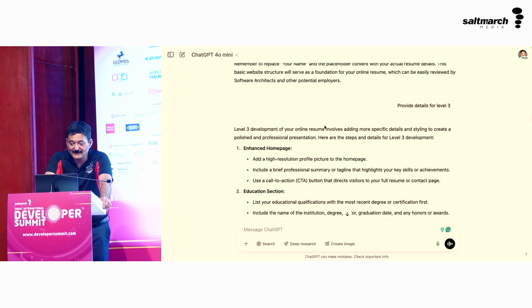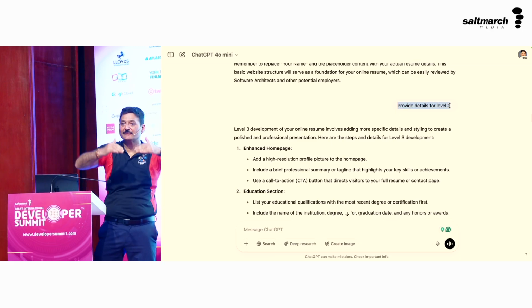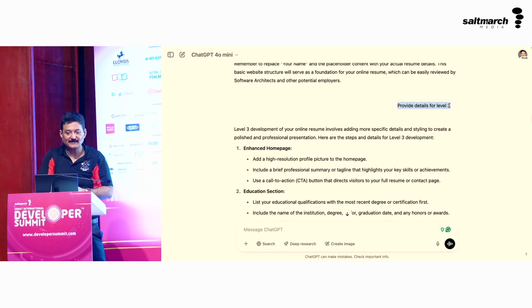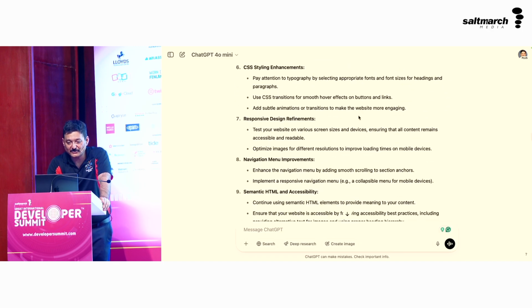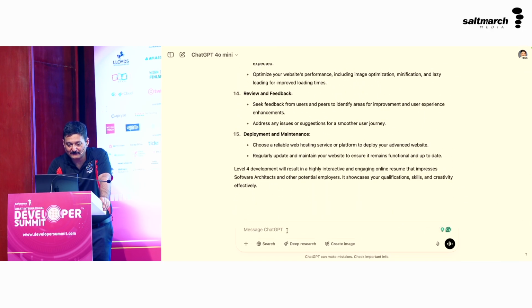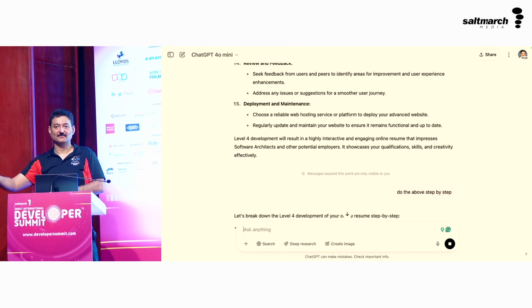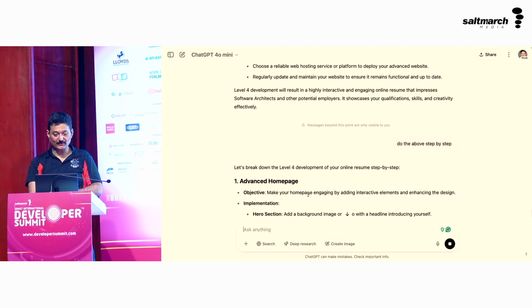Now, another advanced technique I can say is provide level 3 details for the above. Level 3 means level 1, level 2, level 3. Level 3 means go into detail on this. Another thing you can add on top of this, and I'll show you that one, is do the above step by step. Now, chain of thought prompting is one, step by step is another one.